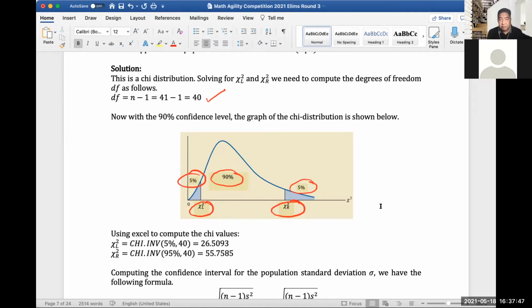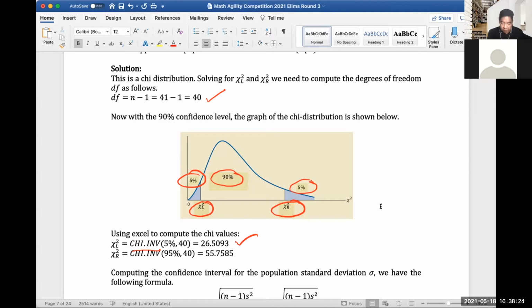To be able to solve this, I'm actually using Excel. We know that it's cumulative, right? So chi-squared left would be at 5%. So we need to use the function CHISQ.INV, that means chi-squared distribution inverse. This is the command in Excel. Input 5% and the degrees of freedom, which is 40. So you will get 26.5093.